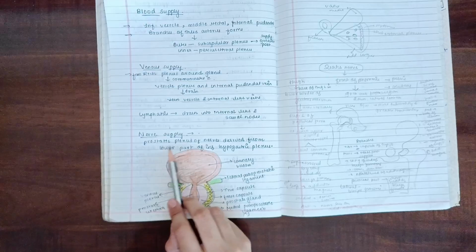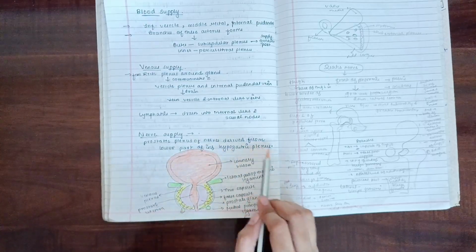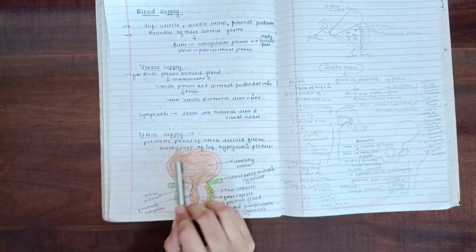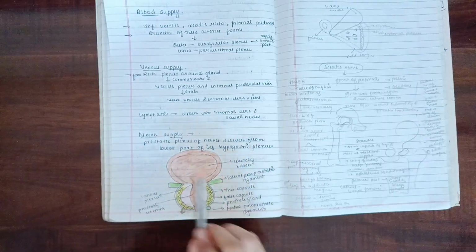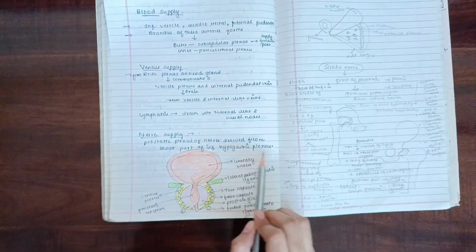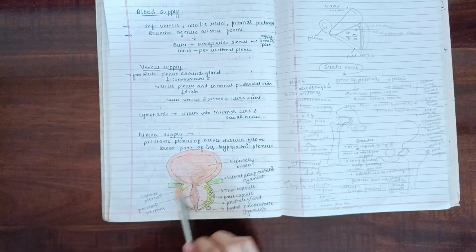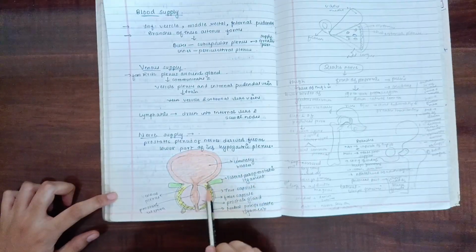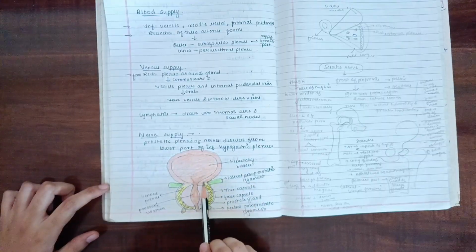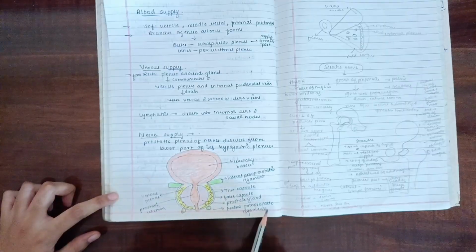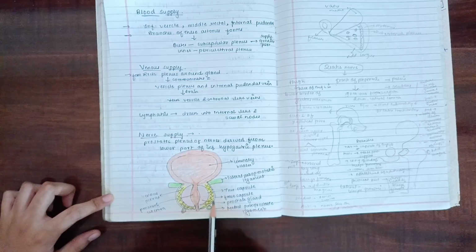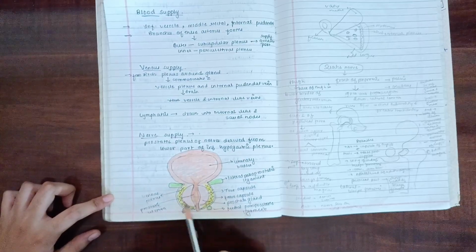Nerve supply: the prostatic plexus of nerves, which is derived from the lower part of the inferior hypogastric plexus. As we can see in the diagram, this is the urinary bladder, the lateral puboprostatic ligament, which is near the base, then the medial puboprostatic ligament, which is near the apex. This is the true capsule. This is the false capsule. And between the true and false capsule, we have the venous plexus.